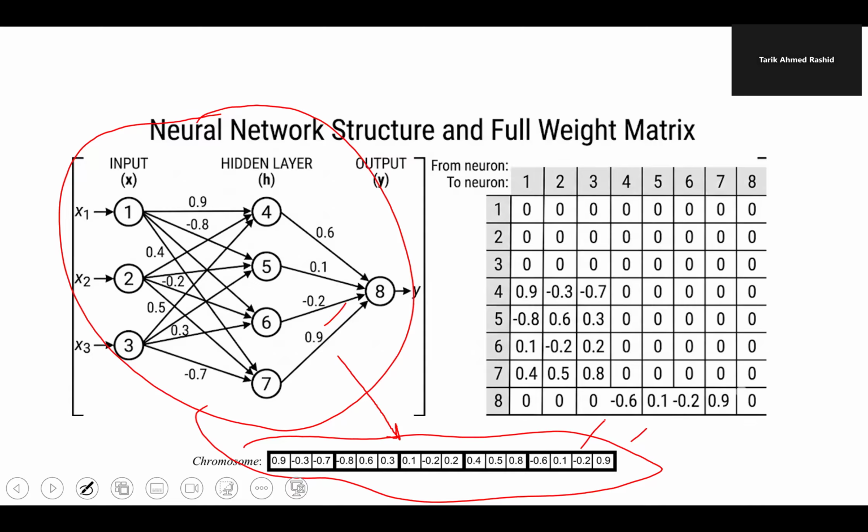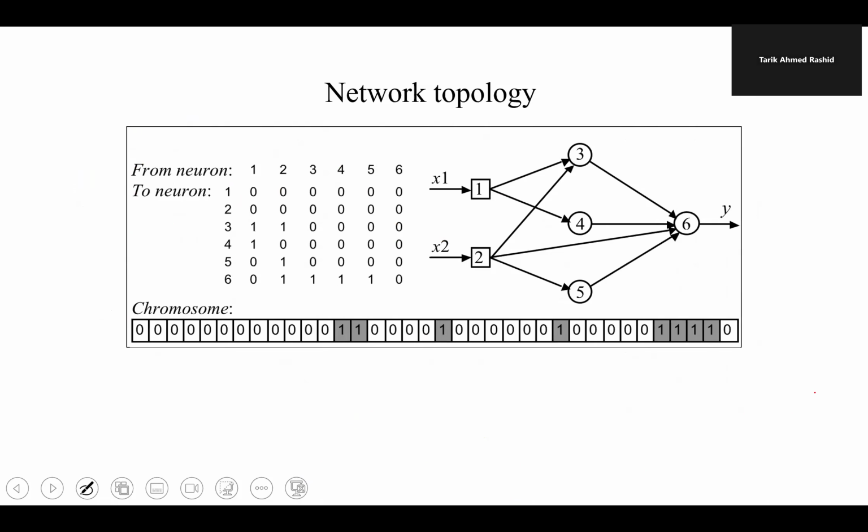Now, those zeros are not representing any connection. So, for example, the connection between 1 and 1 is 0. Connection between 1 and 2, 0. 2 and 2, 0. 2 and 3, 0. There is no connection here. And 1 and 4, that is 0.9, so on and so forth. So that's the network representation in terms of a chromosome.